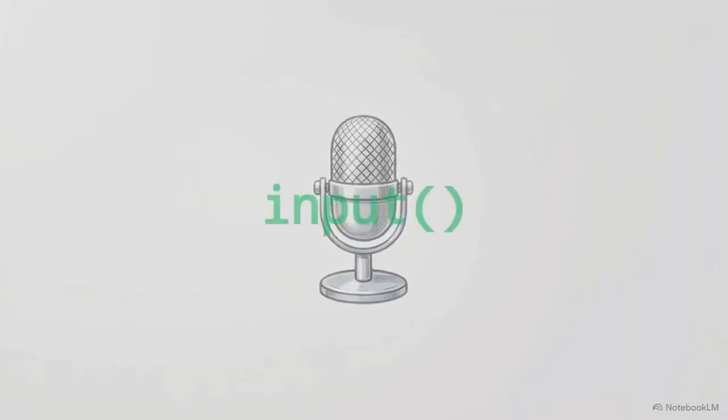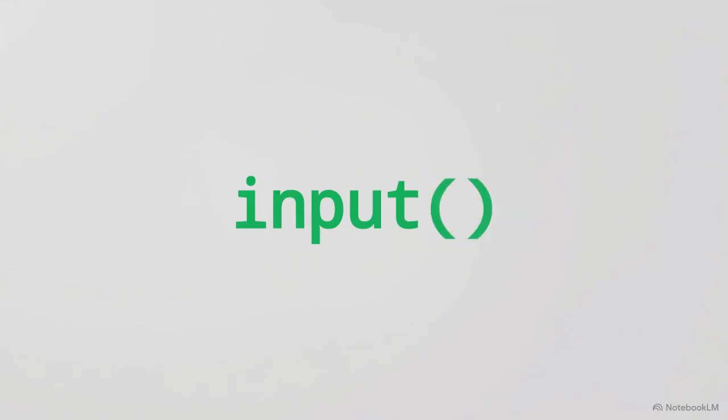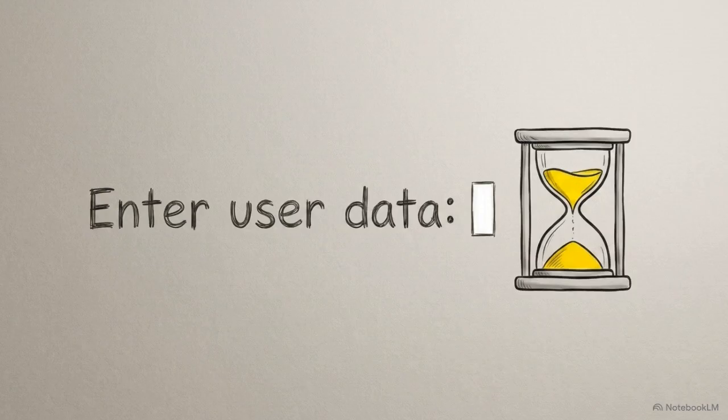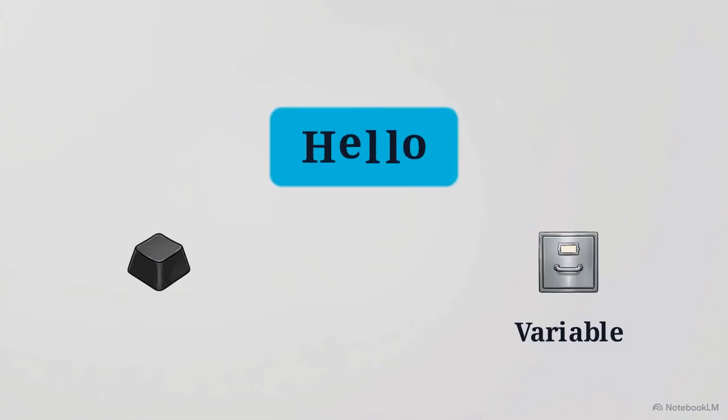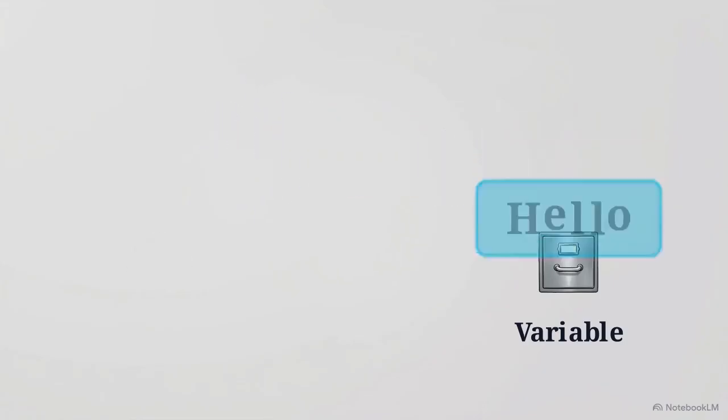Now that our code can speak, we need to make it listen. We capture user data using the input function. When Python reaches an input command, the entire program pauses. It stops executing code and waits for the user to type something. Once the user types their text and hits enter, the program wakes back up. It takes exactly what was typed and stores it into a variable for later use.